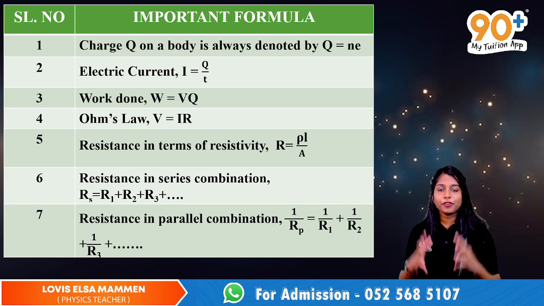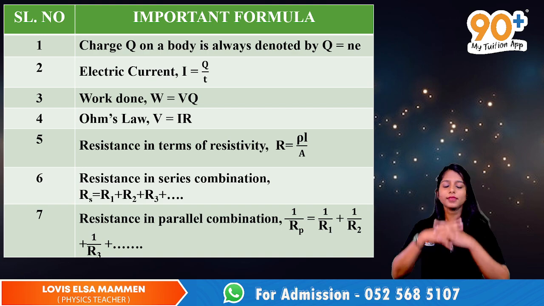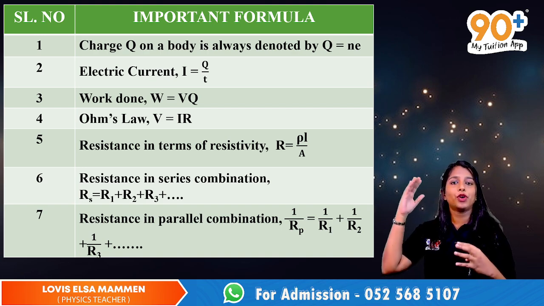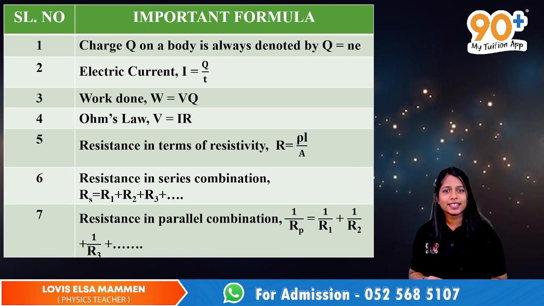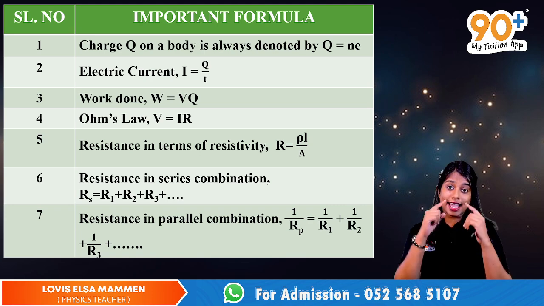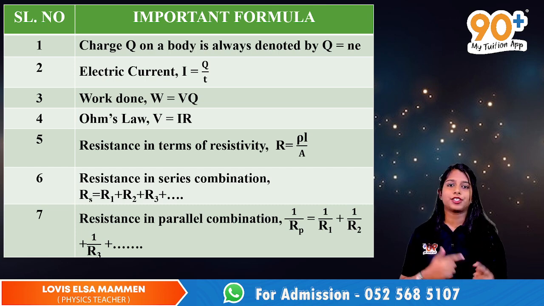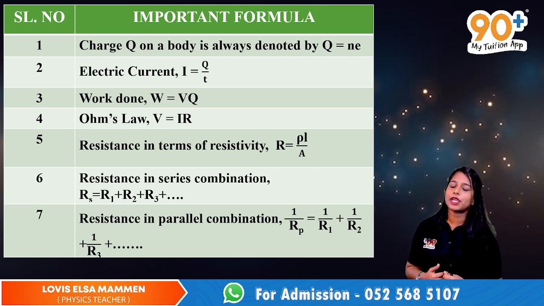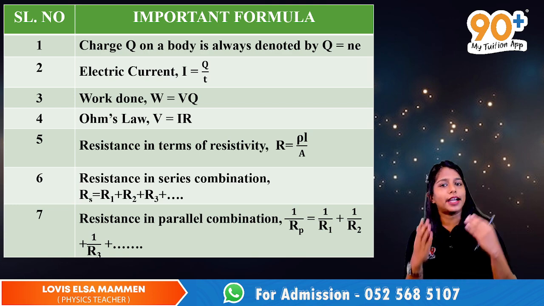Now the fifth one is about resistance in terms of resistivity. That is R is equal to rho into L divided by A, where rho is the resistivity of a conductor, L is the length of the conductor and A is the area of cross section of the conductor. So we have got another equation for resistance, that is R is equal to rho into L divided by A.